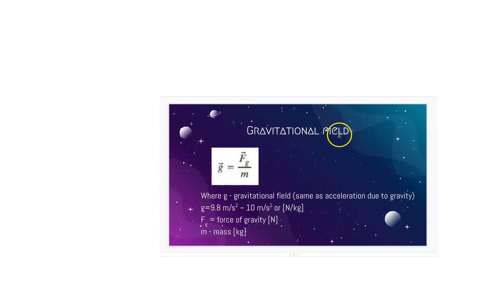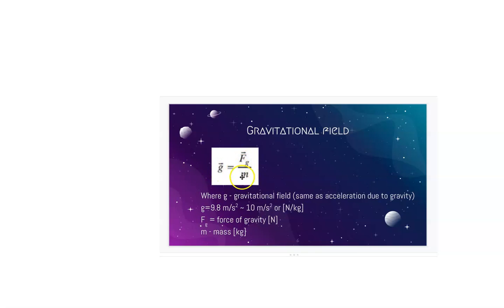As a result, gravitational field is another concept. That's another equation from your reference table. So g, we already know what g is. It's 9.8 meters per second squared, acceleration due to gravity, but it's a gravitational field. It's the force of gravity divided by the mass.